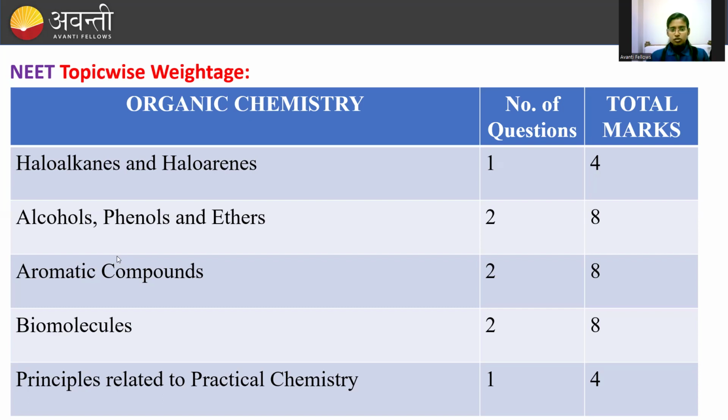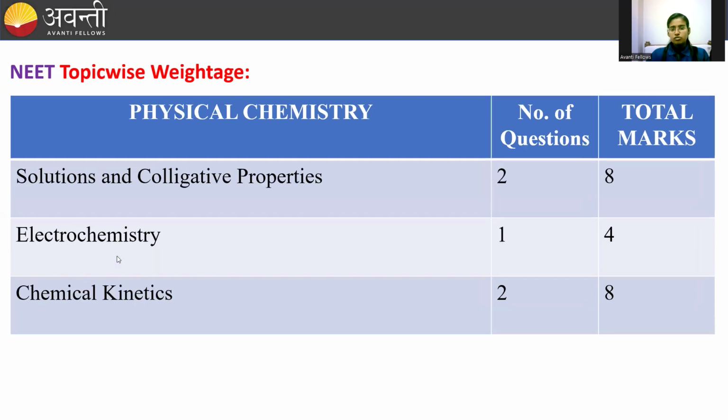Coming to physical chemistry of NEET, solutions and colligative property and chemical kinetics. Sometimes electrochemistry also takes 2 to 3 questions. This is the general weightage which I took from the previous year's papers, but electrochemistry is also equally important to chemical kinetics and solutions. Sometimes more questions will be asked from that lesson also. So this is about the topic wise weightage.